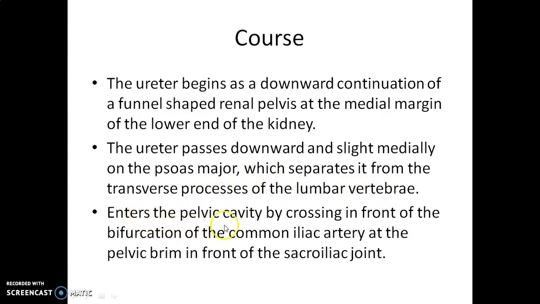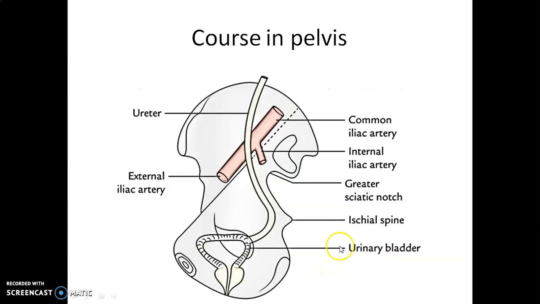It enters the pelvic cavity by crossing across the bifurcation of the common iliac vessels, which is overlapping the sacroiliac joint. So this is the overlapping of the ureter on the bifurcation of the common iliac vessels, that is in turn overlapping the sacroiliac joint. In entering the pelvis, it coincides with the greater sciatic notch. See? In the lateral pelvic wall, it goes at the greater sciatic notch.